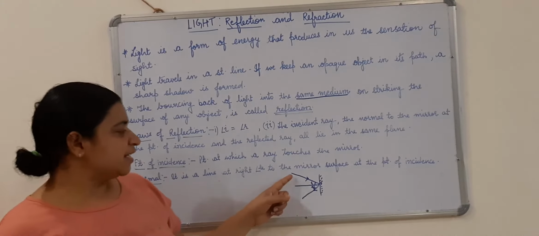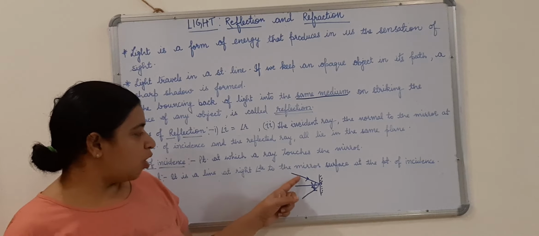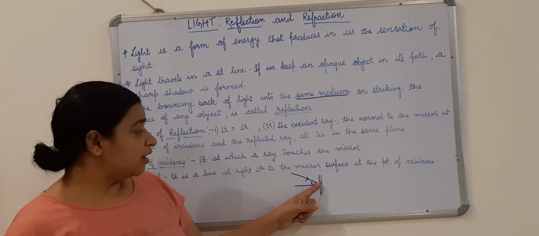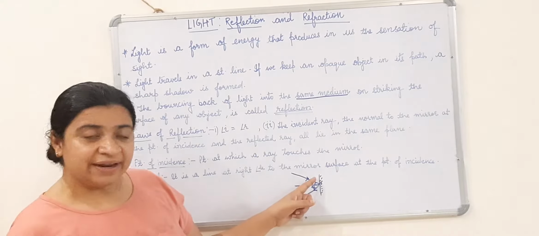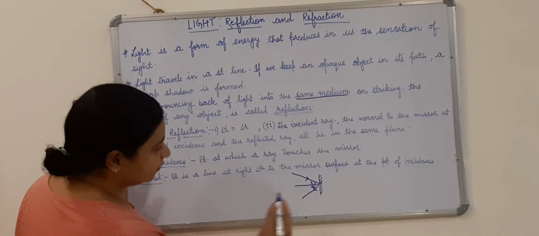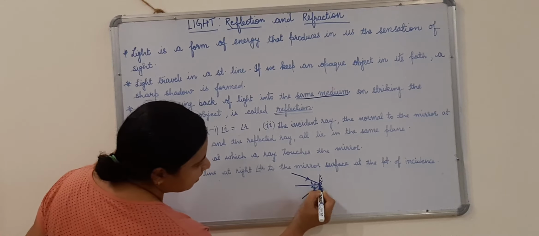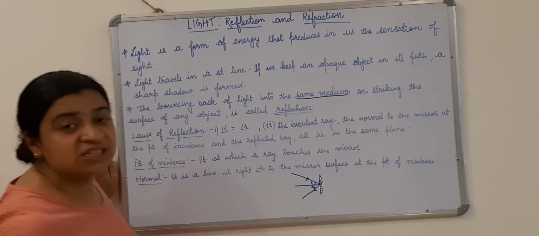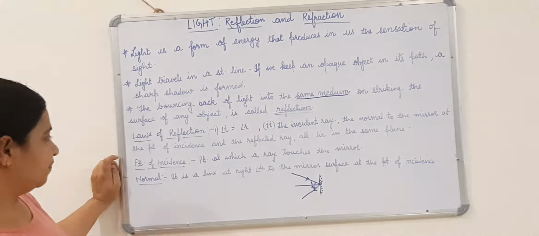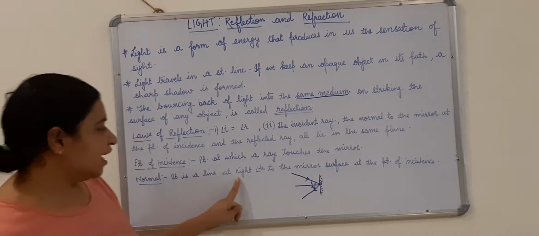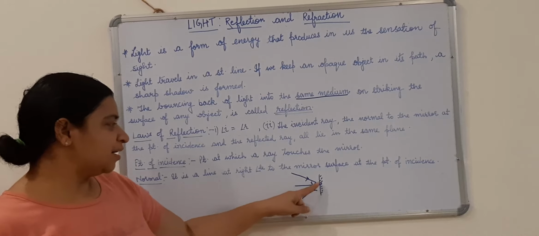Now what is the incident ray? The ray at which any ray touches the mirror. This is the point where this ray is touching the mirror. So this is called your point of incidence. Now what is normal? It is a line at right angle to the mirror.